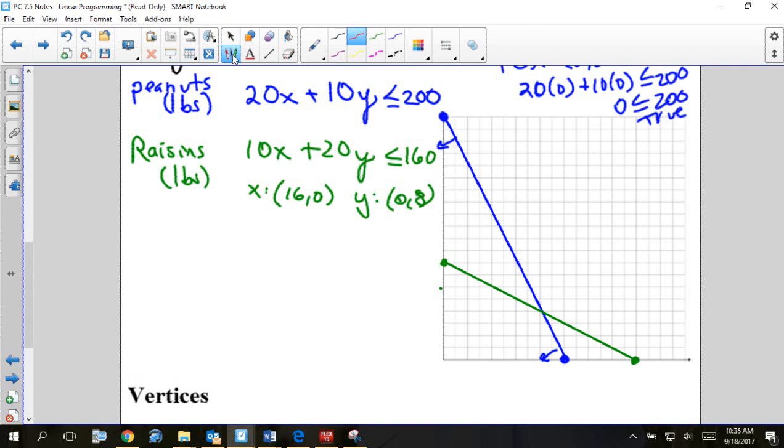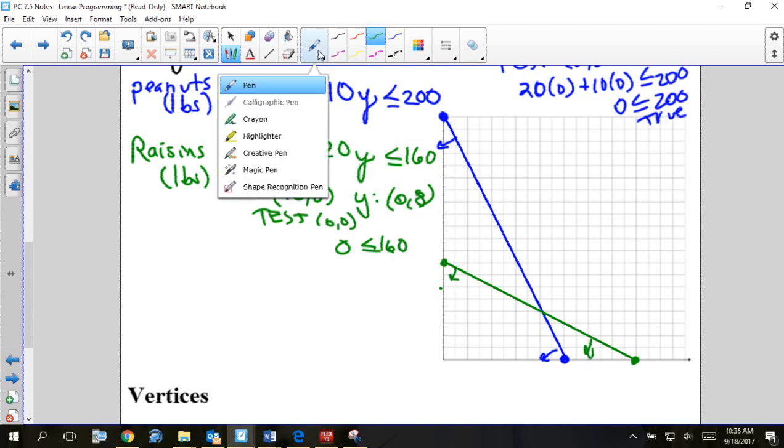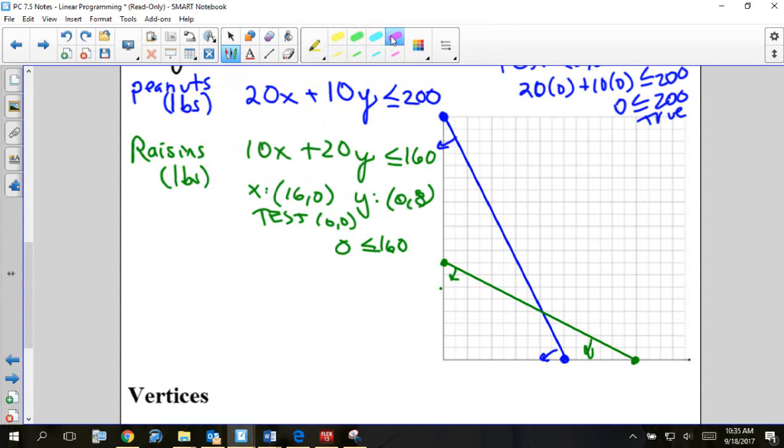And then I'm going to test a point to see where to shade for that one too. I'll test 0, 0, which is true, so I will shade towards 0, 0, and then I'll color in all the overlapping parts, just like we've been doing. And then I'll pause and make sure everybody catches up before I go on.